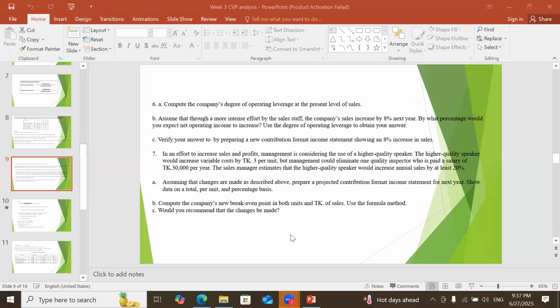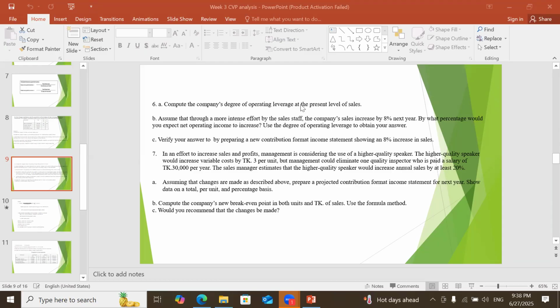Requirement number 6, there are 3 subpoints, 6.A, 6.B, and 6.C. 6.A, compute the degree of operating leverage at the present level of sales.